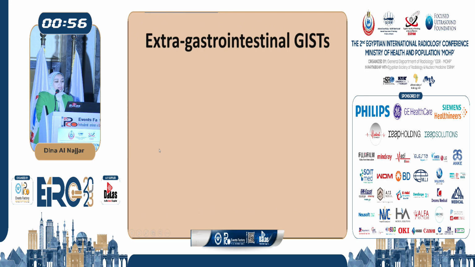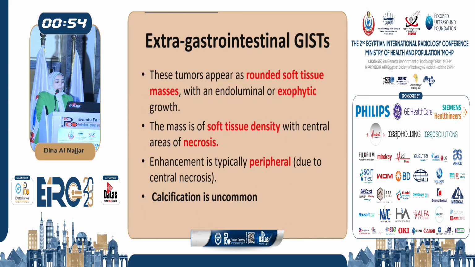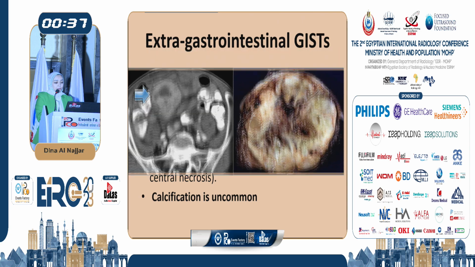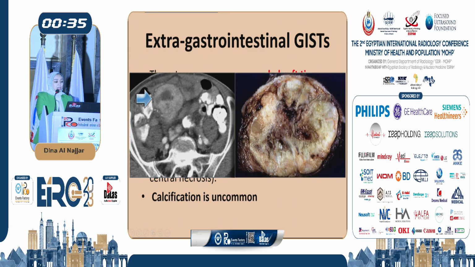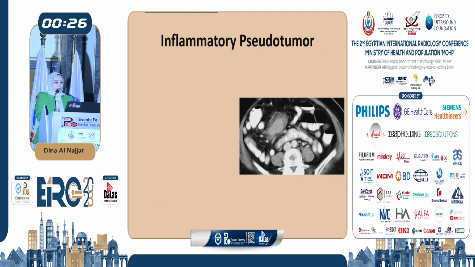Extra gastrointestinal stromal tumors. These tumors appear as rounded soft tissue masses with endoluminal or exophytic growth. The mass of soft tissue density with central areas of necrosis may show peripheral enhancement due to the central necrosis, and here calcification is uncommon. We can see this is a soft tissue lesion with a central area of necrosis showing heterogeneous enhancement. It is a gastrointestinal stromal tumor proved by pathology.